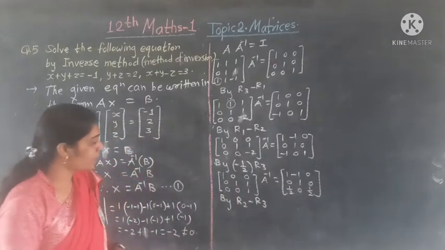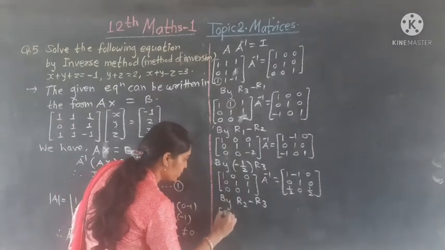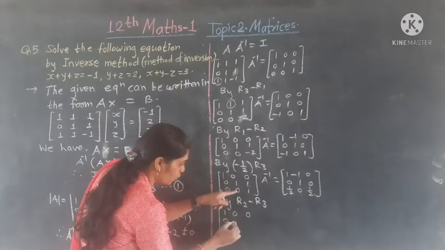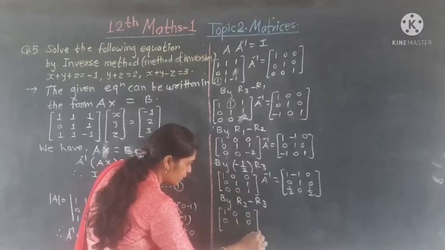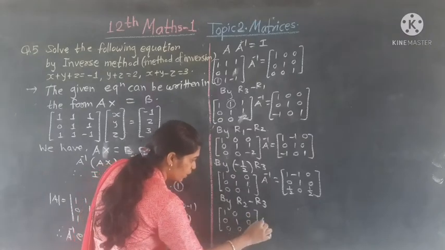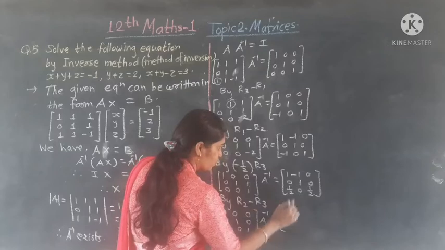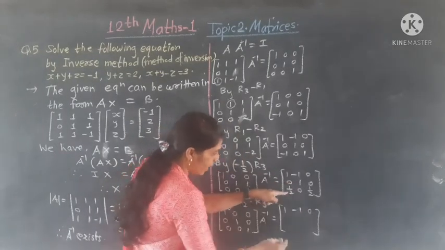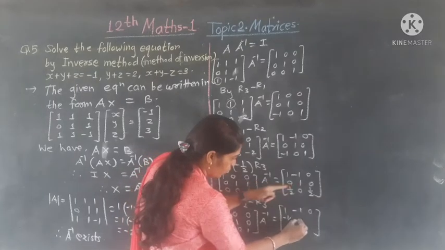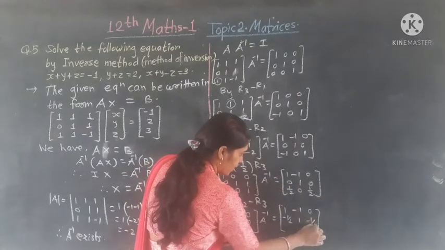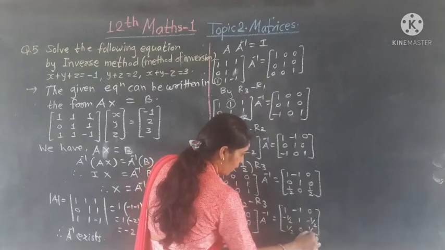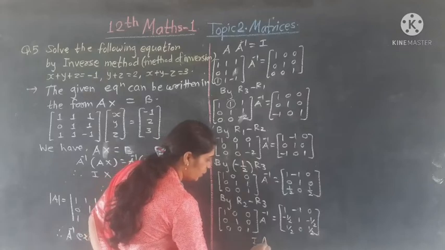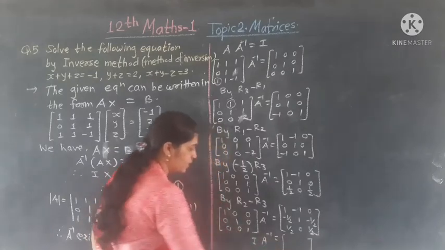Let's do the last step. So what it becomes: 1 0 0, R2 minus R3: 0 minus 0, 0, 1 minus 0, 1, 1 minus 1, 0 0 0 1 into A inverse is equal to 1 minus 1 0 as it is, 0 minus half 1 0 minus half half 0 half. I into A inverse. This becomes I into A inverse is equal to this matrix as it is.